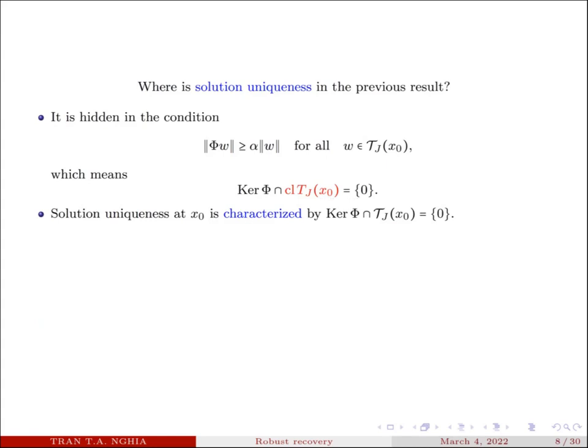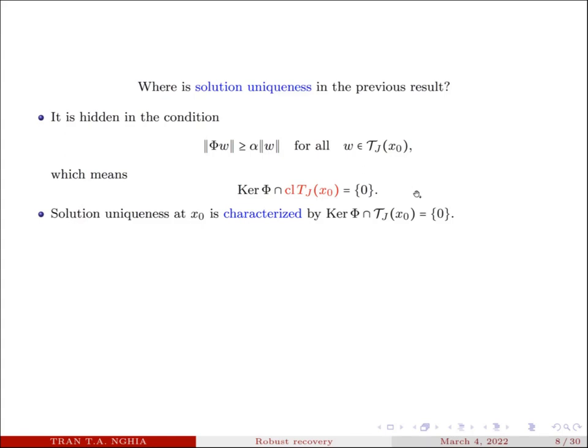But for the case of L1 norm optimization, or more generally for polyhedral optimization problems, the descent cone is closed. So then you cannot see the difference between the descent cone and its closure, right? At the same time, solution uniqueness can be characterized by a very similar condition, exactly the intersection between the kernel phi and the descent cone equal to 0. So the only difference between the red condition and solution uniqueness is the closure of the descent cone.